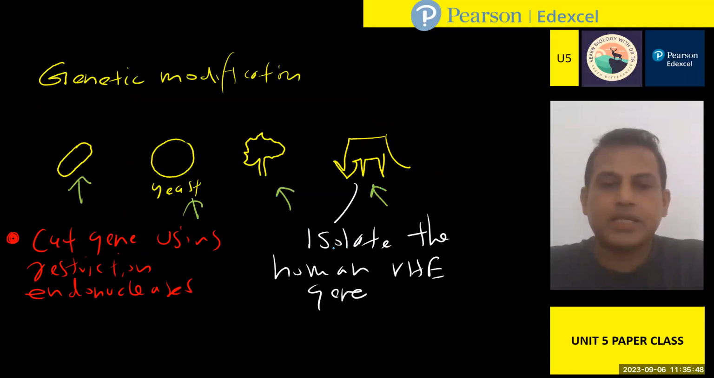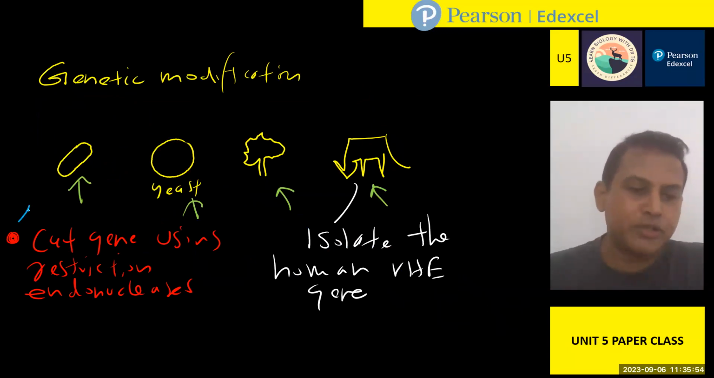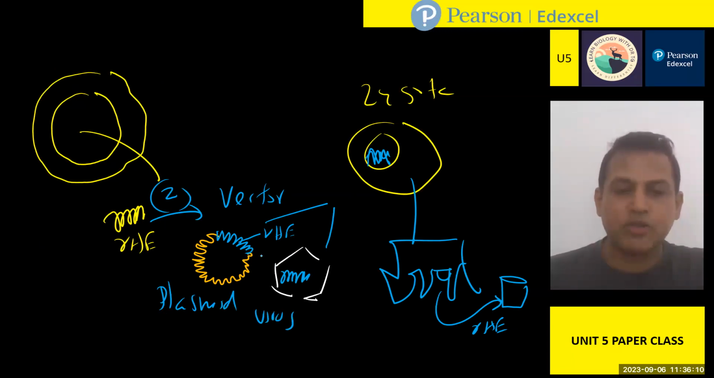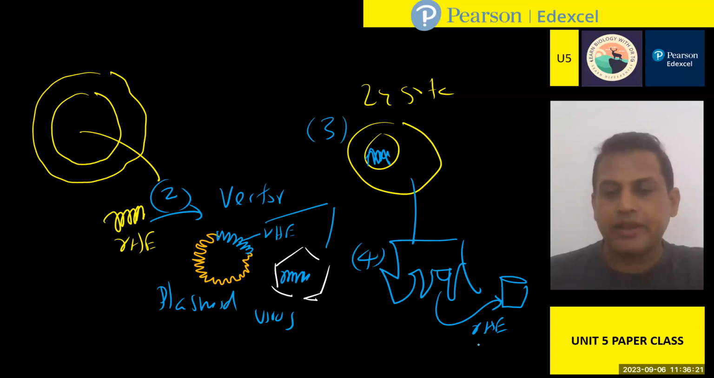So this is the basic protocol we use for genetic engineering. First, cut the gene using restriction endonucleases from the human cell. Then the second, insert the gene using a suitable vector such as plasmid or virus. After that, allow the plasmid or virus to deliver to the zygote. Then the zygote expresses the gene to produce recombinant human erythropoietin. This appears in the milk. So the four steps we can write to get 4 marks.